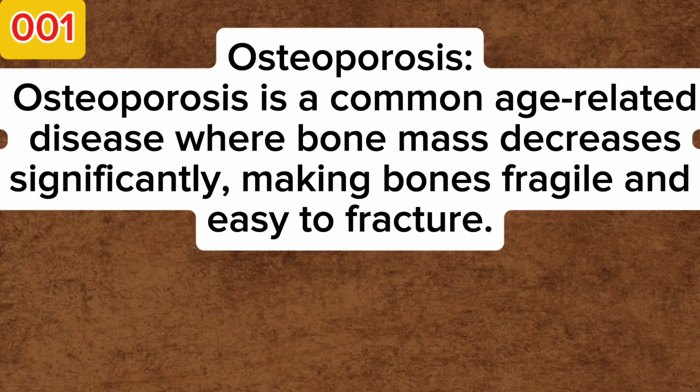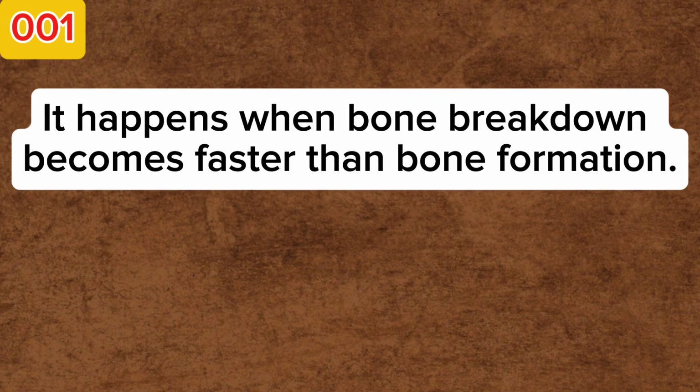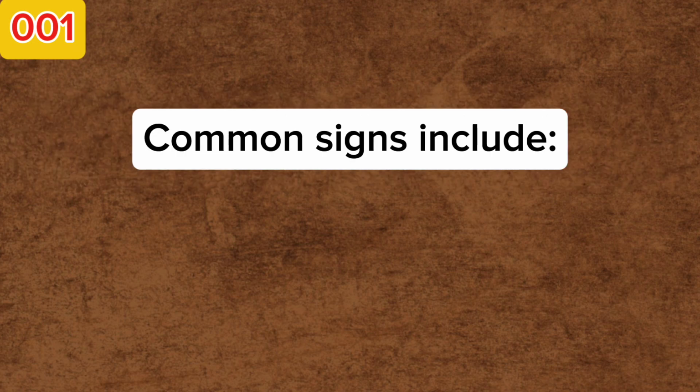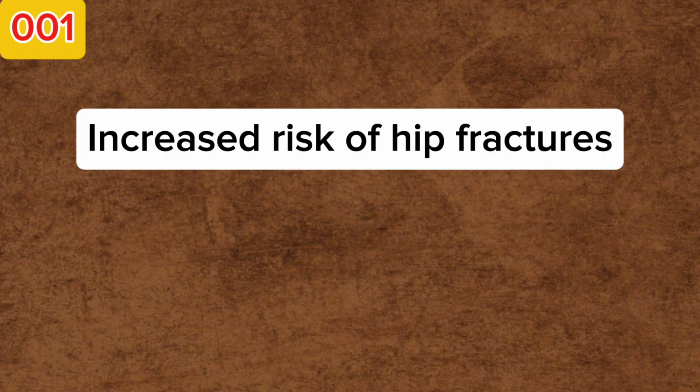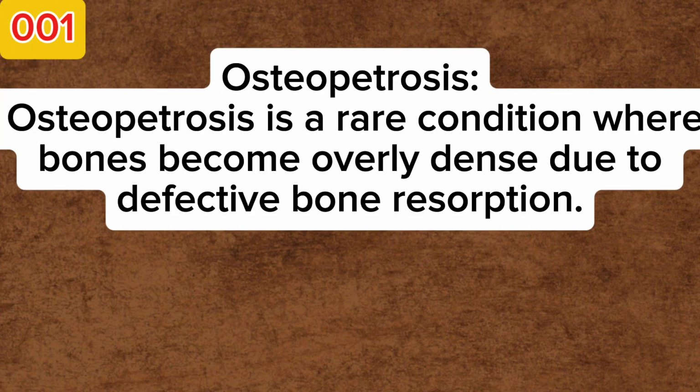Osteoporosis. Osteoporosis is a common age-related disease where bone mass decreases significantly, making bones fragile and easy to fracture. It happens when bone breakdown becomes faster than bone formation. Common signs include compression fractures of the spine, loss of height, development of kyphosis, and increased risk of hip fractures.